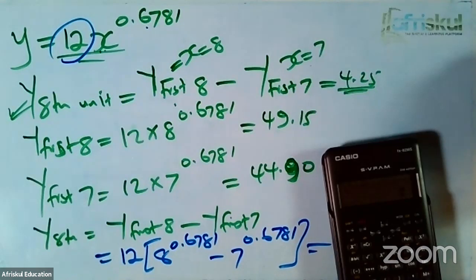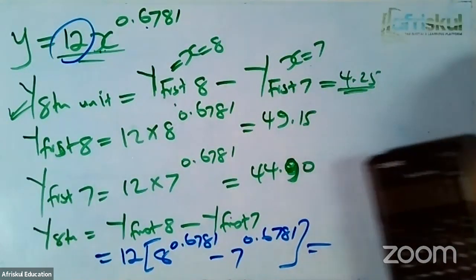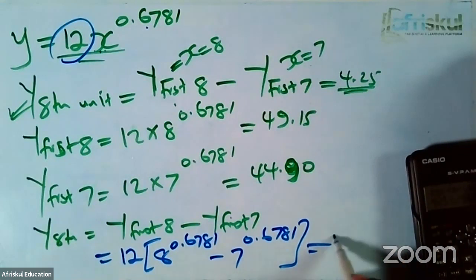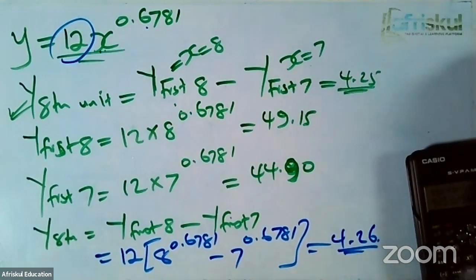We can repeat again. 12 times open brackets 8 raised to 0.6781 minus 7 raised to 0.6781. You close, equals, which will end up giving us 4.25, 4.26, rounding off errors. Those are allowed. Any question, ladies and gentlemen?